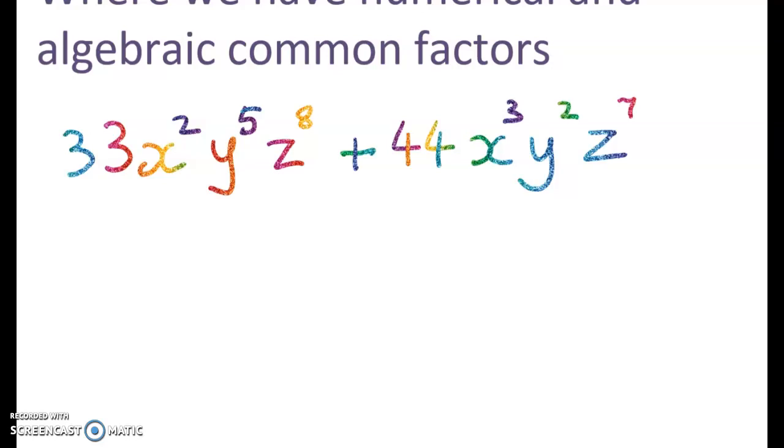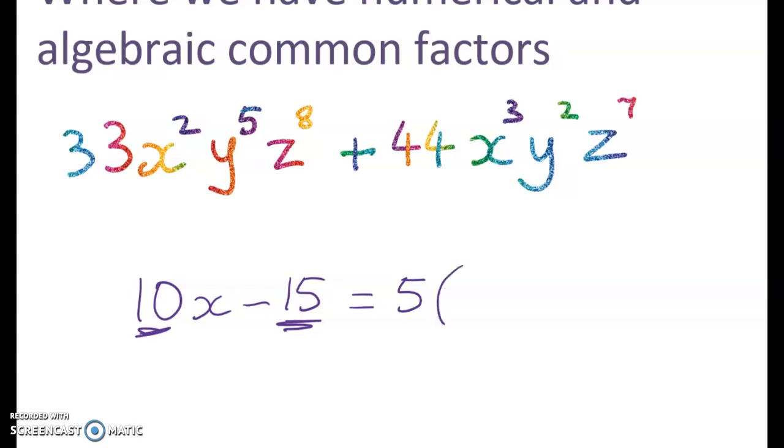Let's just go back to some really easy factorising, what should feel easy by now. Back in year 9, if I said, let's factorise 10x take away 15, what we do is look at the numbers and see what the highest common factor is between the 10 and the 15, and it's 5. After that, we say 5 times what will get me back to the 10x? It's 5 times 2x, minus 5 times what will give me 15, 5 times 3. Right, so that's the end of that question.